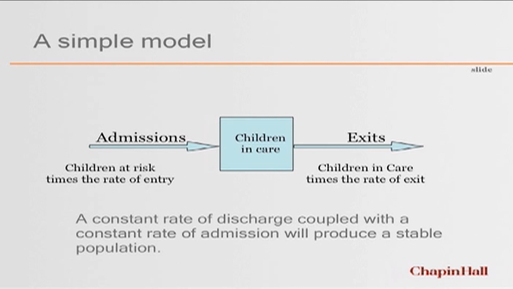The point being that exits per unit time, a discharge rate, combined with an entry rate, will produce a population over time. So when we look at our admission rate per 1,000, that's the link to outcomes. Our discharge rate per 1,000, that's our link to outcomes. We're trying to influence that. If you run a system with a constant rate of discharge and you couple that with a constant rate of admission, you will eventually achieve a stable population.